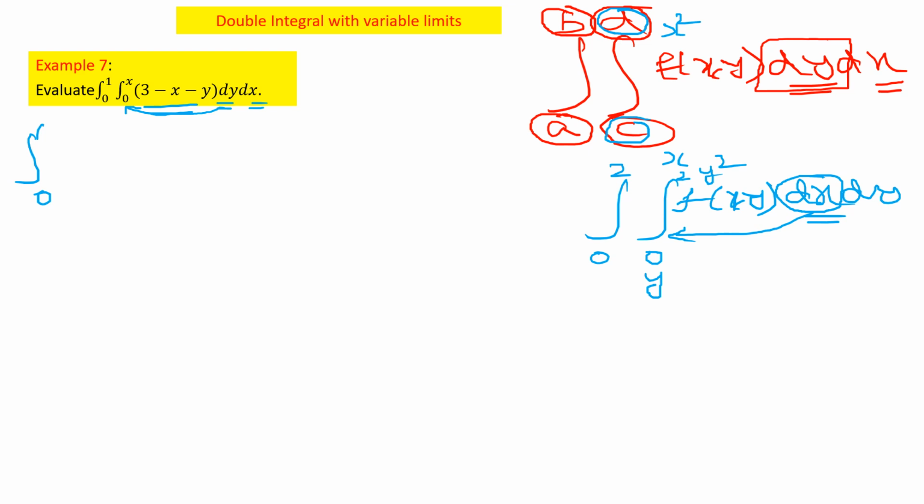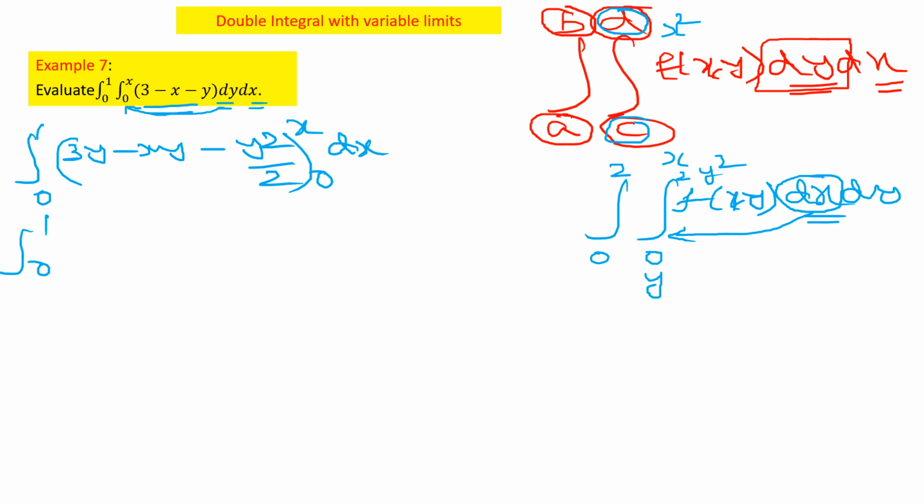So I have to integrate every term with respect to y. This will become 3y, the second term will become minus xy, the third term will become minus y squared by 2, between 0 to x. Still we have to perform dx. So from 0 to 1, if I substitute the upper limit, it will give 3x minus x squared by 2 times dx. The lower limit will be 0.